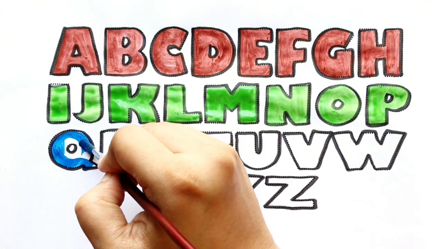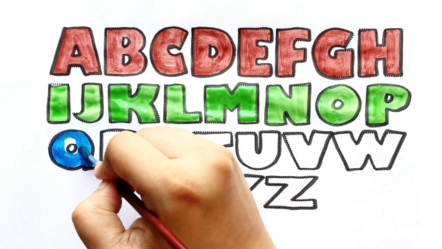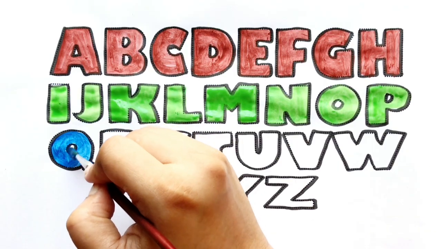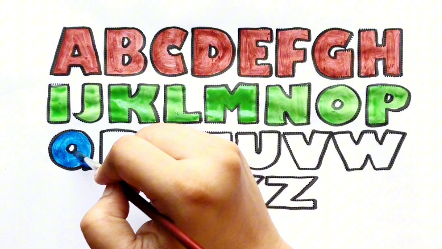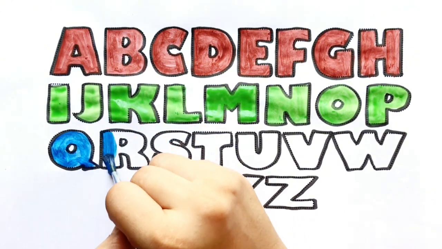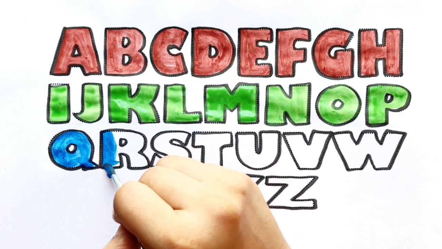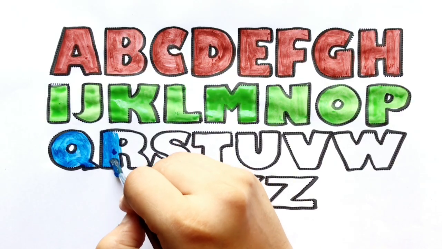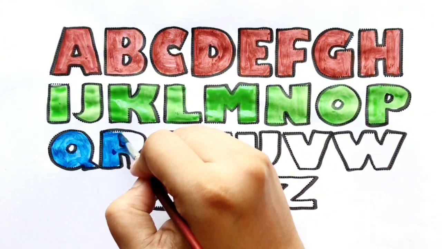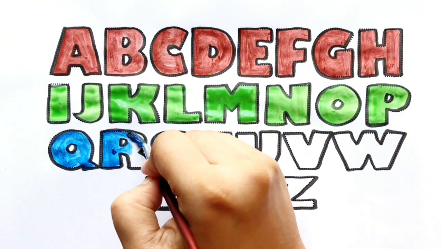Blue color. Q for queen. A B C D E F G H I J K L M N R for rainbow. Q R S T U V W X Y and Z. Now I know.